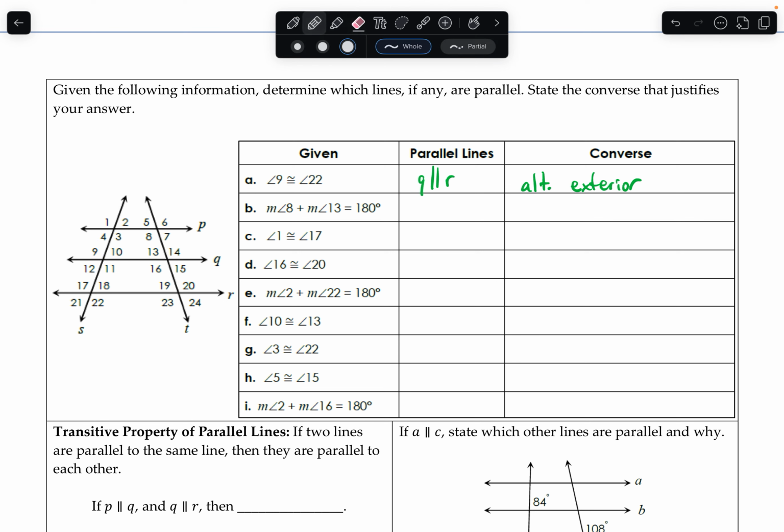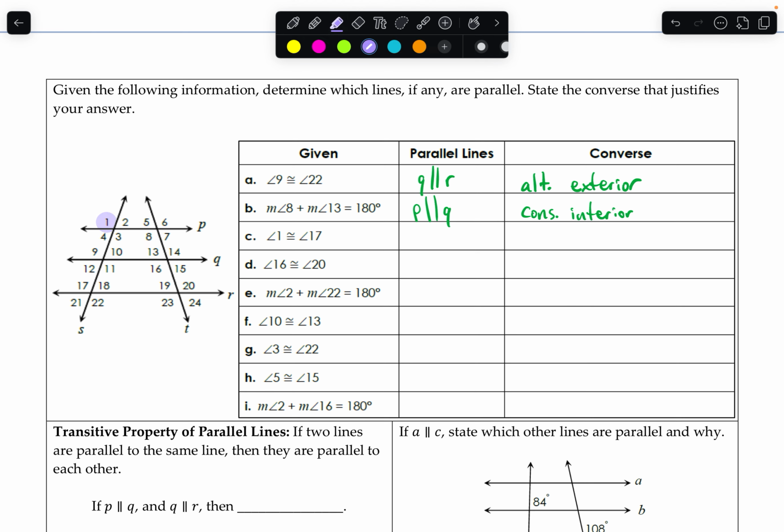Next up, we have 8 and 13. And it says that those add up to 180. And if that is true, which that's the given, we have to assume that they're not lying to us, then P is indeed parallel to Q because according to the given, and givens are supposed to be taken at face value. It's not like they lied to us. So if 8 plus 13 equals 180, then they are indeed parallel because those are consecutive interior angles, and consecutive interior angles are supplementary, meaning they better add up to 180.